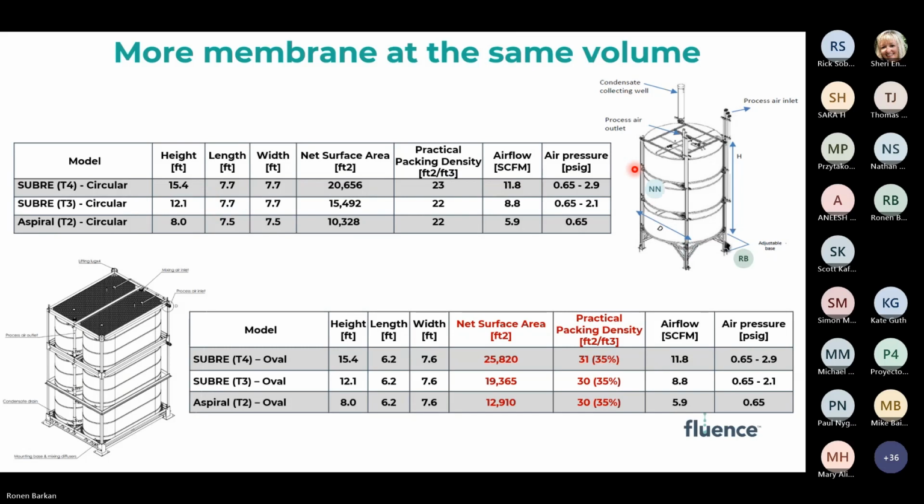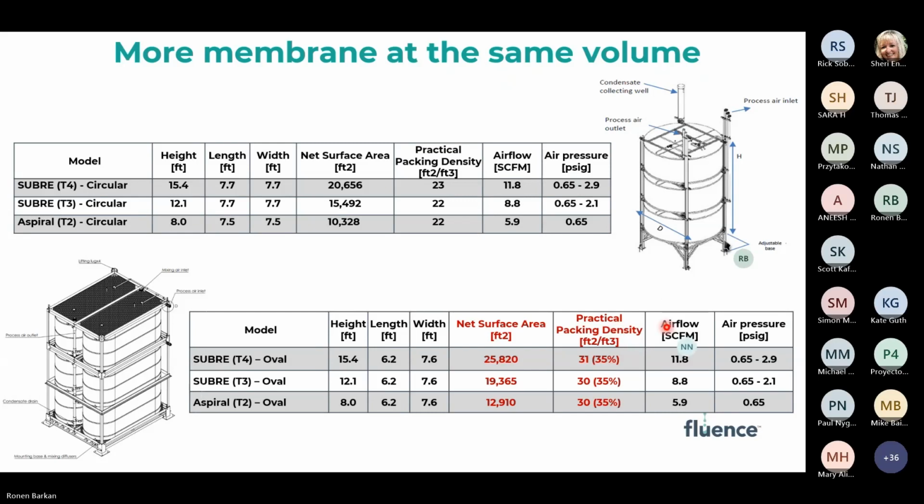On the upper table, you can see the old module, or the old tower design, the circular one. And please note the net surface area and the practical packing density. Now, with the new oval tower, please pay attention to the net surface area, which increased by around 80%. And the practical packing density increased by approximately 35%, just because of changing the geometry and allowing us to put more membrane in a smaller volume. This allows us to increase the amount of MABR that we put in a reactor and not increase the reactor volume.